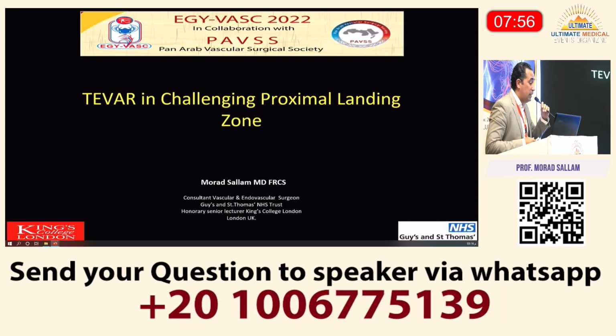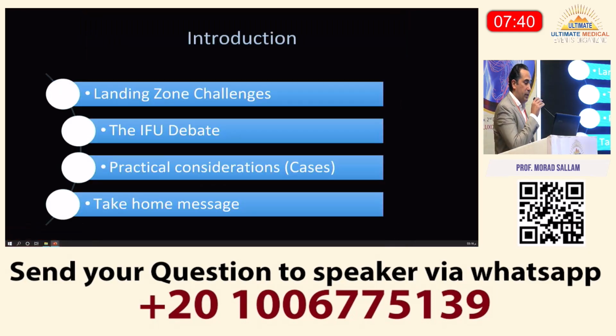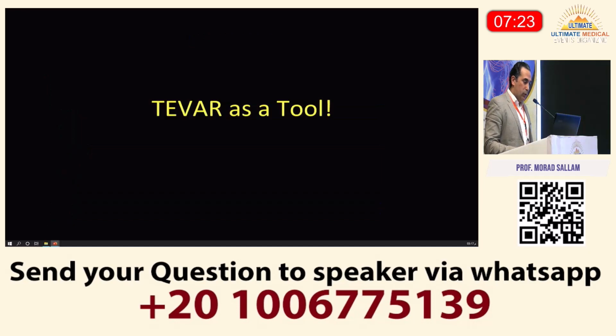Thank you very much. We will talk about this. So the title is slightly changed. I'm going to talk mainly about TVAR in challenging proximal landing zone, and I'm going to touch on the IFU. This is what I will try to cover in the coming 50 seconds, or less than that. Landing zone challenges, IFU debate, and how much should we stick to it, and practical considerations with a couple of examples from patients that we've treated at St. Thomas's, and then to conclude that.